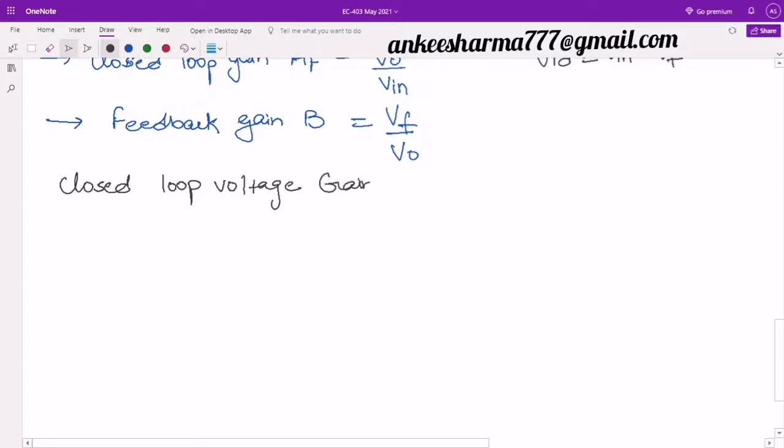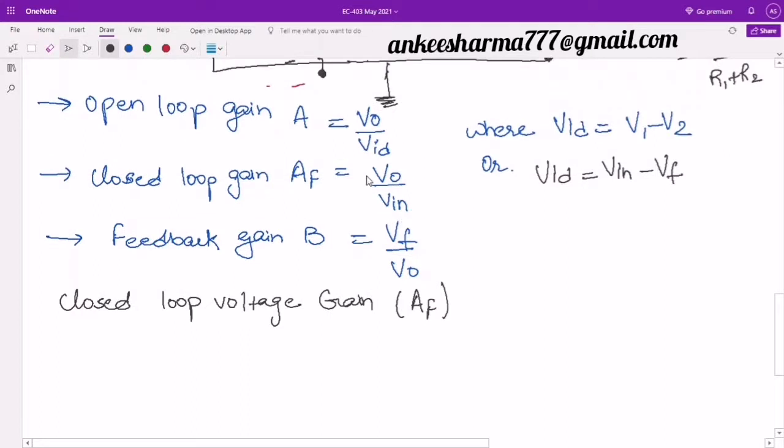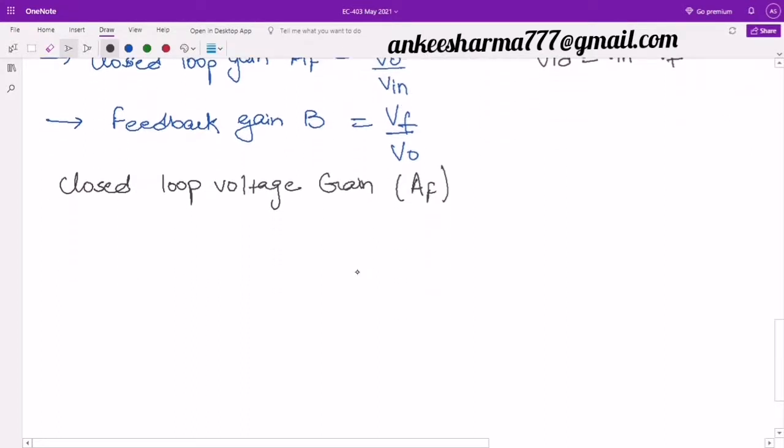Now what is this closed loop voltage gain? When I am saying closed loop, it means I am going to take the feedback also, so it will be AF, and we have already come to know that AF is equal to V naught by VIN. So I'm going to use this equation to find my closed loop gain.